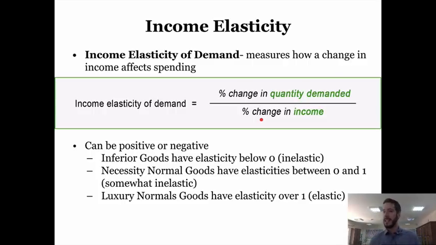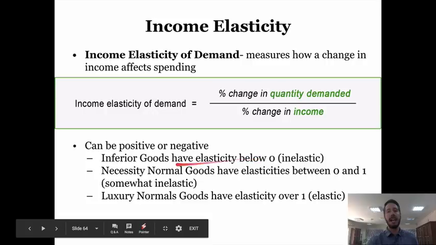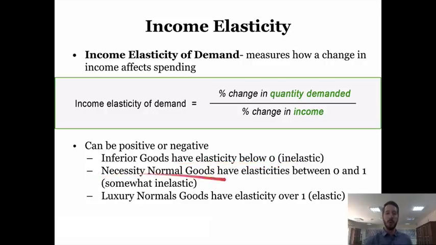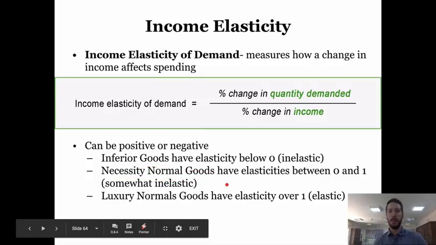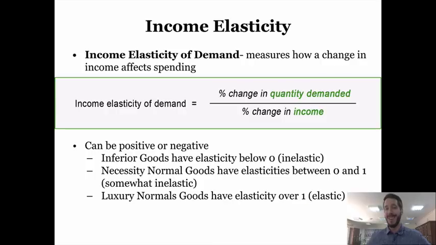Now, the numbers you're going to get are going to be a little bit different depending on the good. So something to know is that an inferior good, something like ramen noodles, something that is pretty cheap and you buy if you don't have a lot of money, will have elasticity below 0. A necessity normal good, so normal things that people buy like fruit, typically will have elasticities between 0 and 1. They'll be somewhat inelastic. And luxury normal goods will have an elasticity over 1.